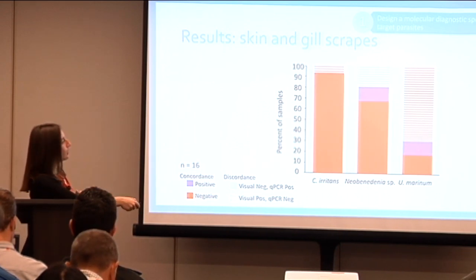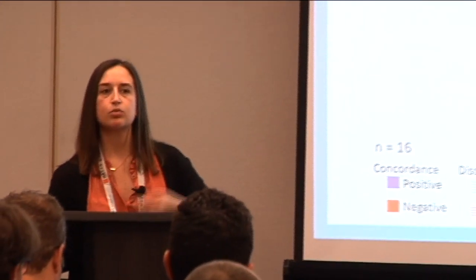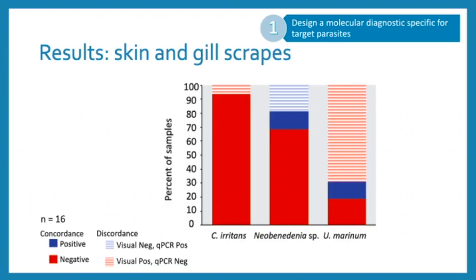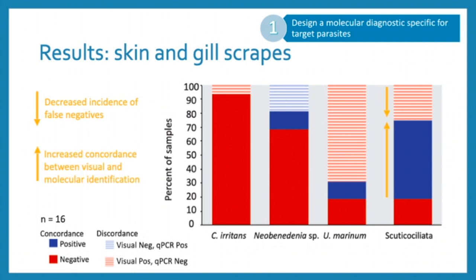But the problem here is that for Uronema, we have a really high percentage of discordance, meaning that some of these facilities were seeing infections using skin or gill scrapes and identifying ciliates under the microscope that they thought were Uronema, but in fact, with the qPCR, we were not able to detect any Uronema marinum. So when we redesigned and added in those other two species to our assay, we were able to decrease those false negatives where there were visual positives but qPCR negatives and increase our concordance. So we were able to confirm more positive results using the qPCR on these skin and gill scrapes.